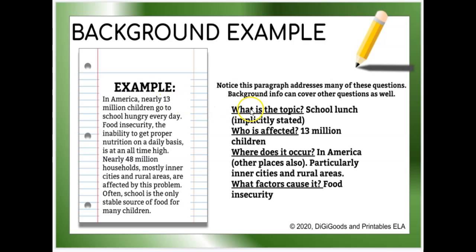And notice that it answered these questions. What is the topic? School lunch. It's implicitly stated, meaning you don't see the word school lunch in here, but everybody knows that's what we're talking about. Who is affected? 13 million children. Where does it occur? In this essay, in America. Of course, it exists in other places too, but this is a study about children in America. So particularly inner cities and rural schools. And what factor causes it? Food insecurity.